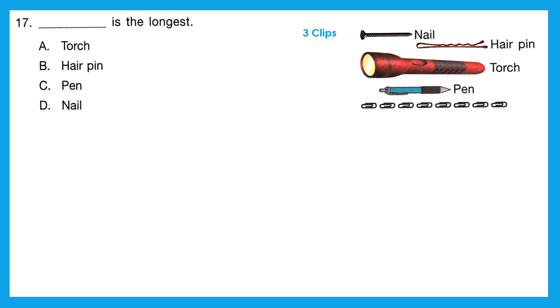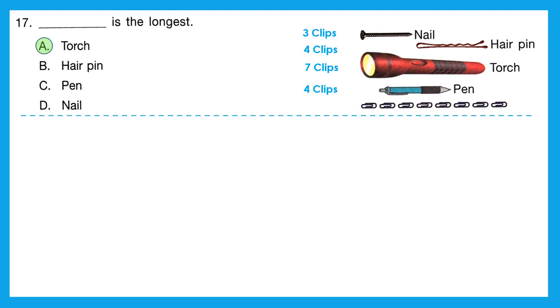So nail is equal to 3 clips. Hairpin is equal to 4 clips. Torch is equal to 7 clips and pen is equal to 4 clips. So out of 3, 4 and 7, which is the greatest number? It is 7, and 7 clips equal to torch. Torch is the longest. Option A is the correct option.